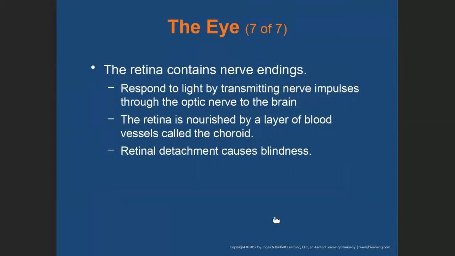So the retina contains nerve endings. It responds to light by transmitting nerve impulses through the optic nerve to the brain. The retina is nourished by a layer of blood vessels called the choroid. Retinal detachment causes blindness.